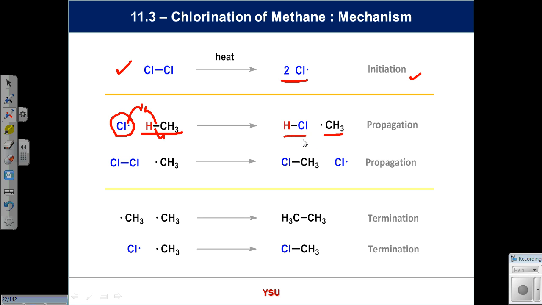So propagation here, yes, I've got one of my products, but I now have a carbon radical. That carbon radical is bouncing around this system, wondering what to do. If it finds, in this case, a chlorine molecule, away we go. Why is it logical to break a chlorine-chlorine bond? It's weak, right? It's quite weak. It's a weak bond that can break quite easily.